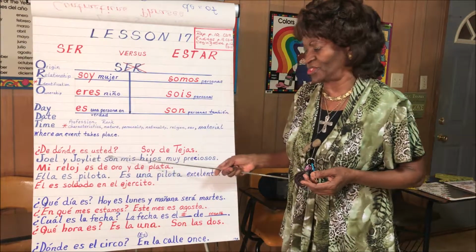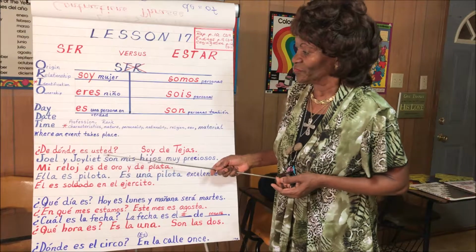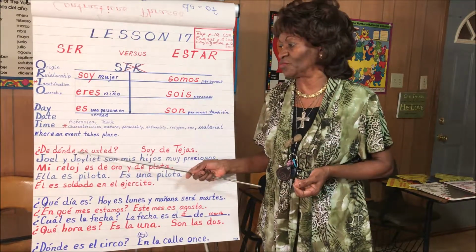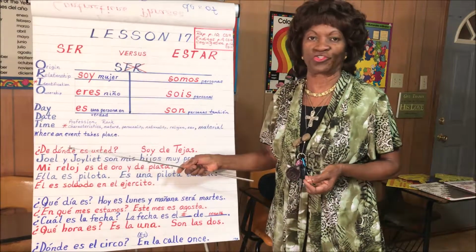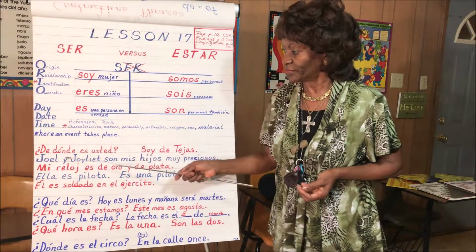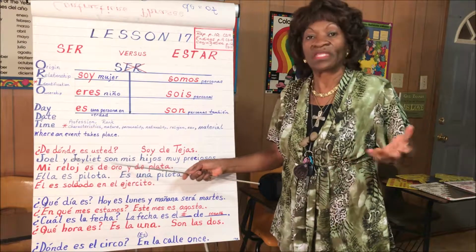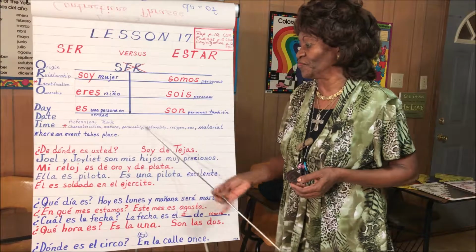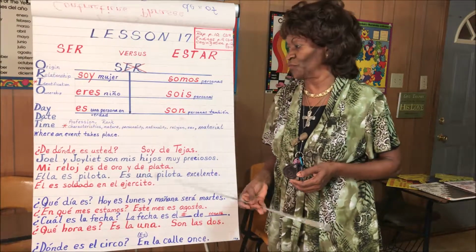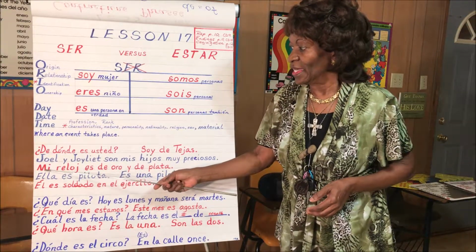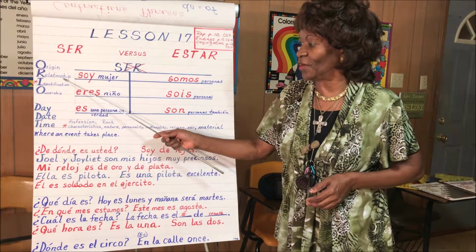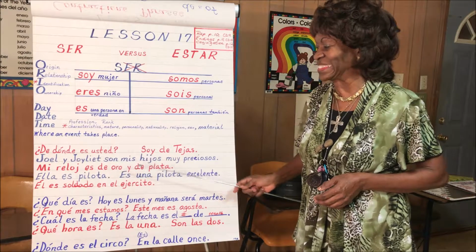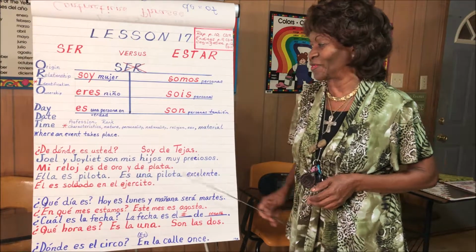So, ¿de dónde es usted? All right. You could just say, ¿de dónde es? In other words, you've already had this conversation with this person and you've introduced yourself and so forth and on. Then you could just say, ¿de dónde es? And the person would say, soy de, and will tell you, norteamericano, okay? Anything.